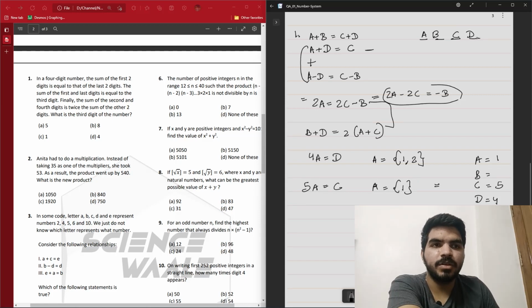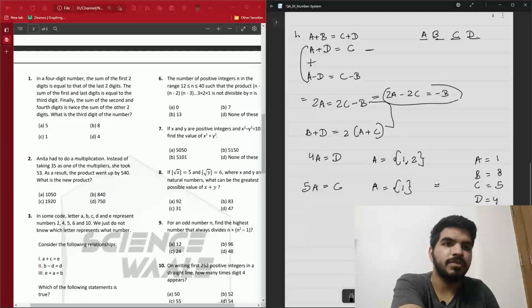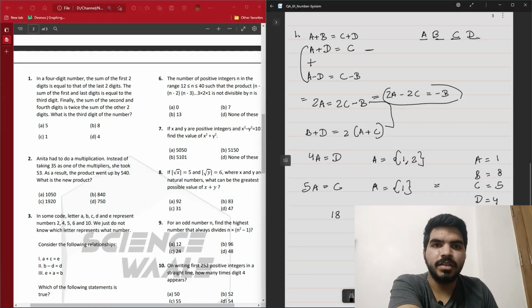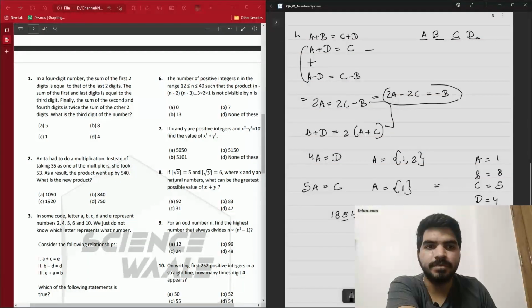Now B is the only position left, and you can use any of the conditions. A plus B, 1 plus something is equal to 5 plus 4. This is 1, 8, 5, 4. The answer is 1854. We were asked only the third one, but this is how you can find the actual number. Again, the answer is option A.